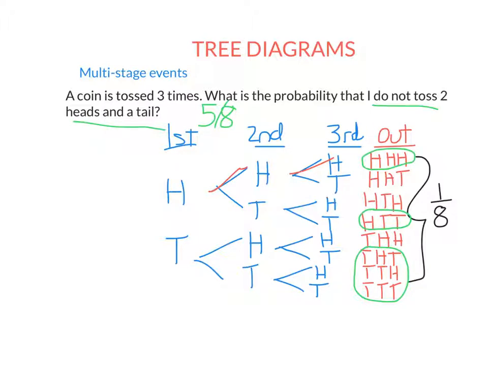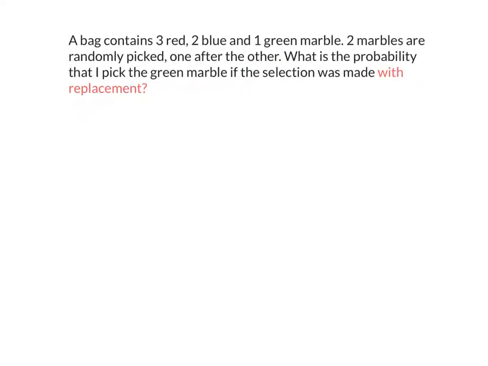So this was a really easy example because at each stage, each event, heads and tails, was equally likely. But now we're going to look at some examples where at each stage the outcomes are not equally likely, and it makes the diagram a little more tricky. So a bag contains 3 red, 2 blue, and 1 green marble. 2 marbles are randomly picked, one after the other. What's the probability I pick the green marble?